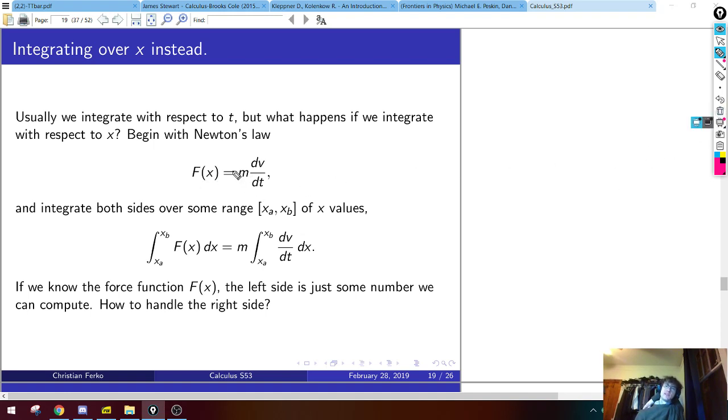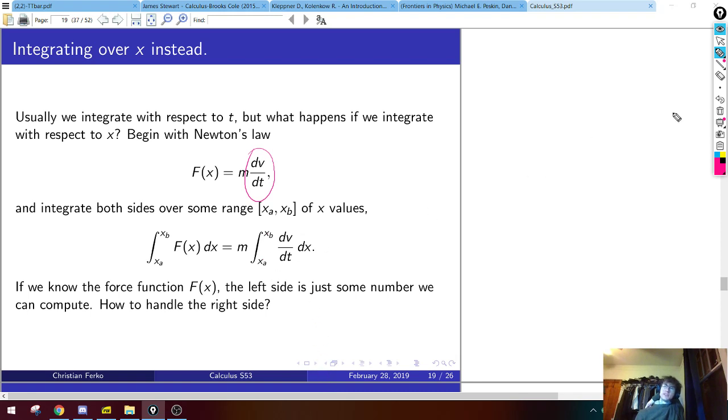Okay, so f of x is m dv/dt. This is one of the ways of writing acceleration. And now we're just going to integrate both sides, not over time, but over x. So on the left side, it's just an integral from some starting point xa to some ending point xb of f of x with respect to x. And on the right side, mass is a constant, which I will pull out. We have an integral again from xa up to xb of dv/dt with respect to x.